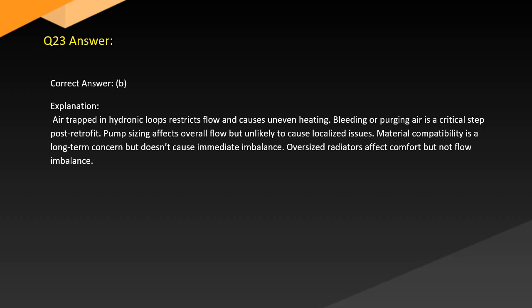Answer. Correct answer: B. Explanation. Air trapped in hydronic loops restricts flow and causes uneven heating. Bleeding or purging air is a critical step. Post-retrofit, pump sizing affects overall flow but is unlikely to cause localized issues. Material compatibility is a long-term concern but doesn't cause immediate imbalance. Oversized radiators affect comfort but not flow and balance.